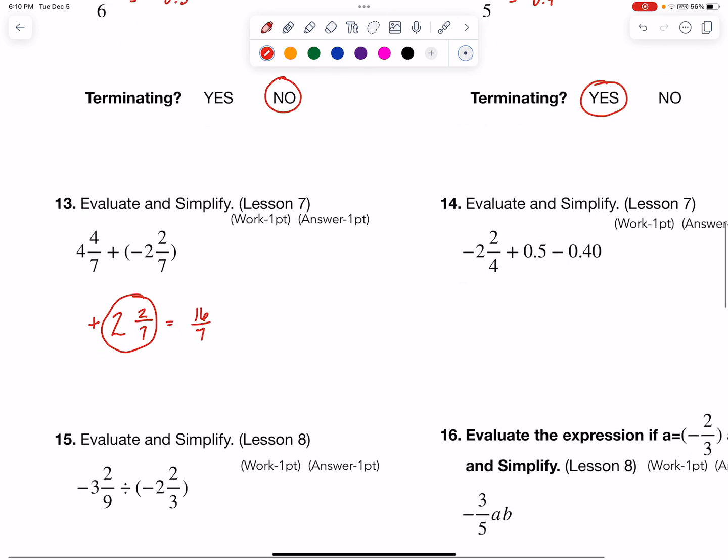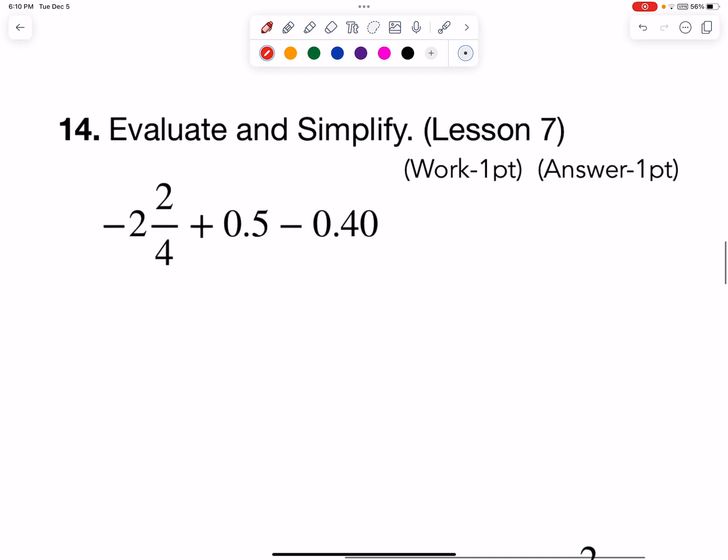Okay, all right. Over here, number 14, evaluate and simplify. So we have some decimals in the mix now that we have to be aware of. Because it's just addition and subtraction, that's pretty easy. I'm going to go ahead and change this into a decimal, which would be -2.5 because it's half. So instead of 1/4 being 0.25, it's 2/4, which is 50 cents. So we have -2.5. And then we have a positive and we have a negative.